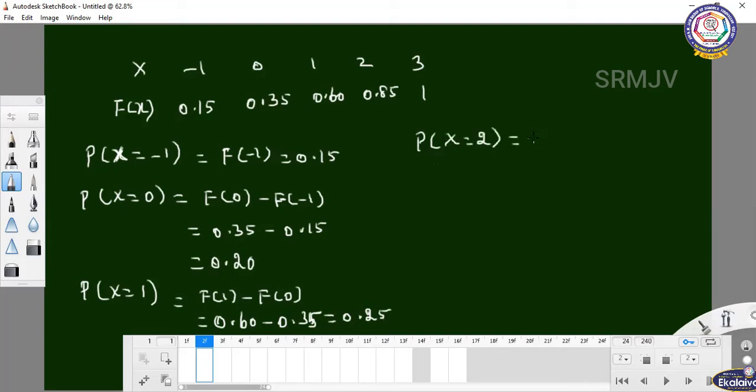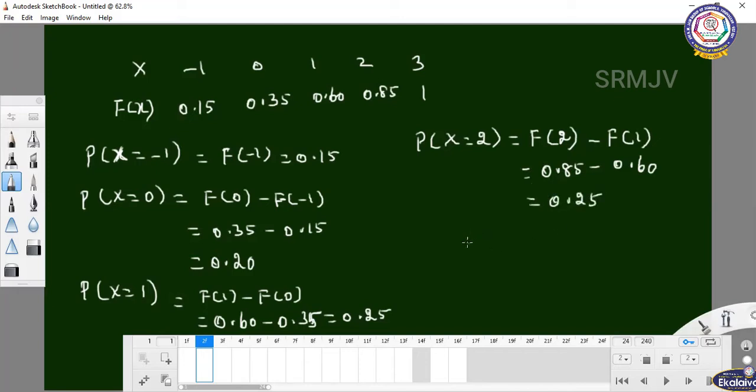So once again I repeat: if the probability mass function is given, you find the cumulative distribution by adding the values. If the cumulative distribution is given, you find the probability mass function by subtracting the previous one. F of 2 minus F of 1 is 0.85 minus 0.60, equal to 0.25.